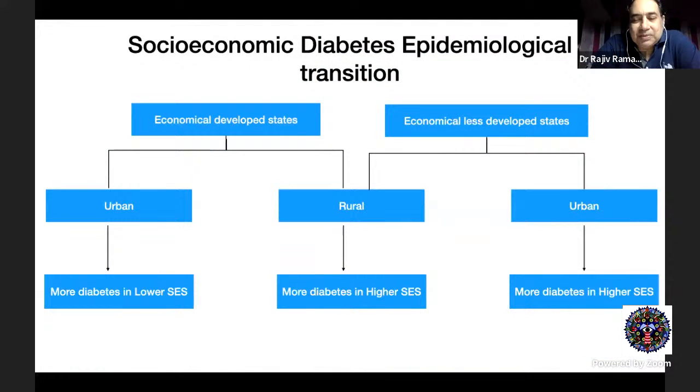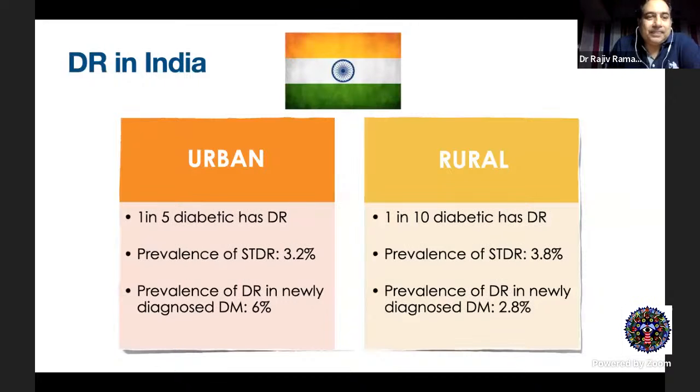The Lancet paper also very elegantly described what is called a socioeconomic diabetes epidemiology transition. So what is actually happening is that in more developed states in the urban area, we have more diabetes in lower socioeconomic status, whereas in less developed states in urban area, it is the higher socioeconomic status people who are having more diabetes. But in rural areas, whether it is developed or less developed, there is more diabetes in higher socioeconomic status. So this transition is seen in India over the last couple of years.